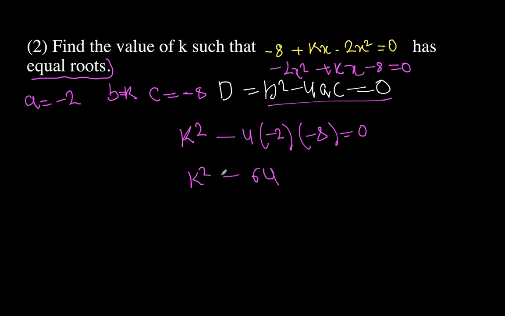Now this will be negative because there is a negative sign, so negative times negative will be positive, and positive times negative will give you negative, so this has to be 0. If you solve this, k square is equal to 64. Now take under root both sides, so under root k square, under root 64, so k will be plus or minus 8. So the k has to be either plus 8 or minus 8. Okay, so you can later check the answer if it is giving equal roots or not.